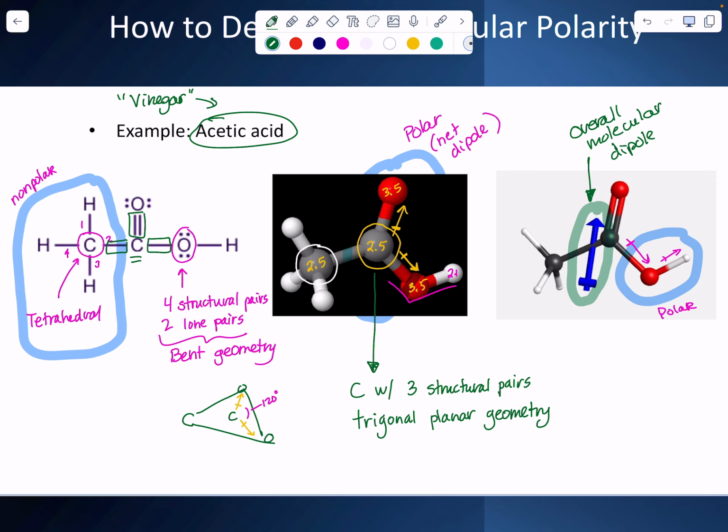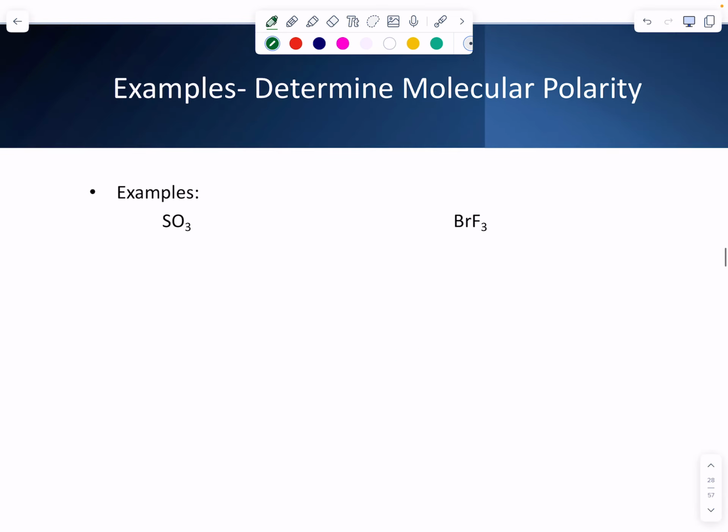All right, so these two examples, I want you to try on your own. I will record a separate little video that goes through the answer, and then next class, we're going to wrap up molecular polarity, and we will talk about the nature of chemical bonds and hybridization and valence bond theory. All right, have a good Wednesday afternoon, folks.